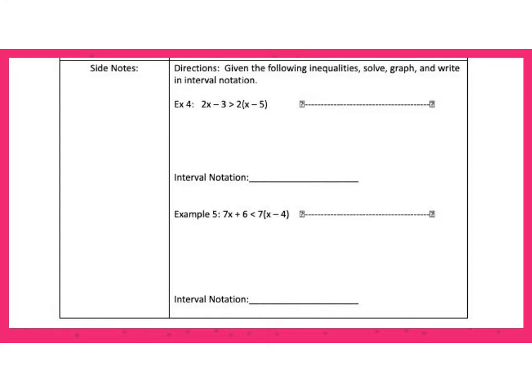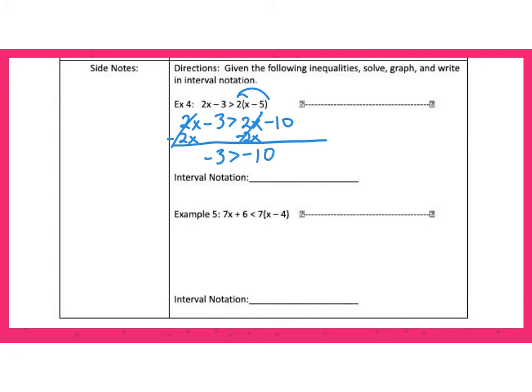So now we're going to keep on going. It wants us to keep graphing and giving the interval notation. So we will start with this one. First things first, distribute, right? That's our first step always of solving an equation. When we do that, we get 2x minus 3 is greater than 2x minus 10. Get the variables on one side. I need to subtract 2x. Ooh, when I do that, they cancel. I'm just left with negative 3 is greater than negative 10.